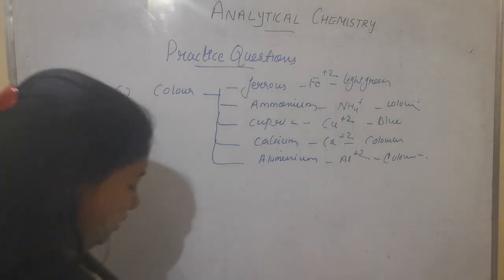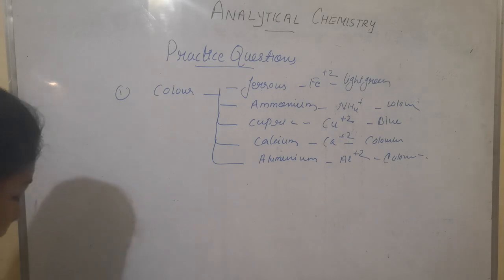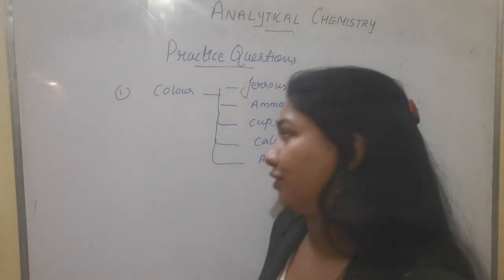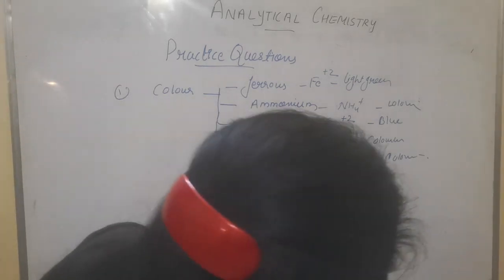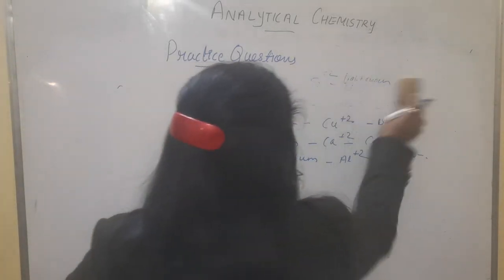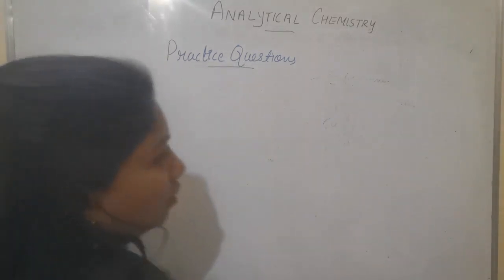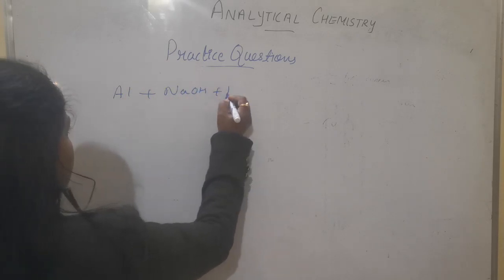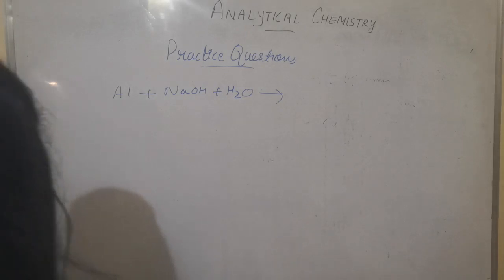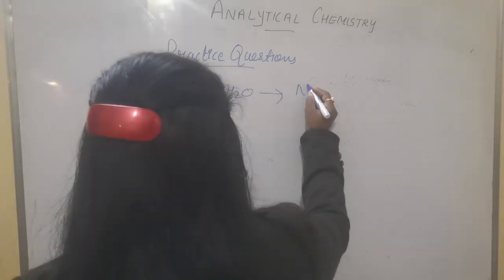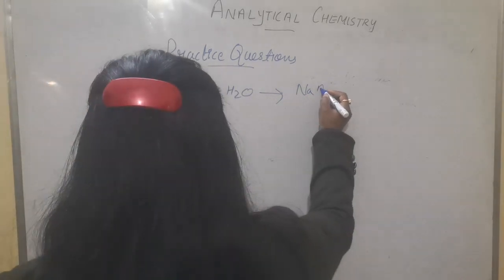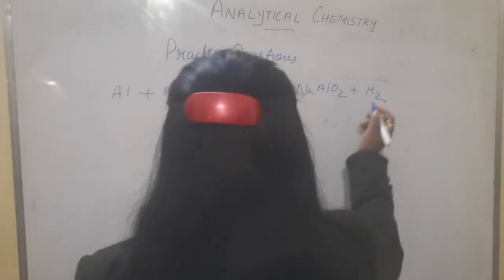Write a balanced equation for the action of hot concentrated alkali on aluminium. You have to write the balanced equation for the action of alkali on aluminium, means action of alkali on metal. So aluminium plus NaOH, water is needed. So you will get sodium meta aluminate. This reaction you have to learn.